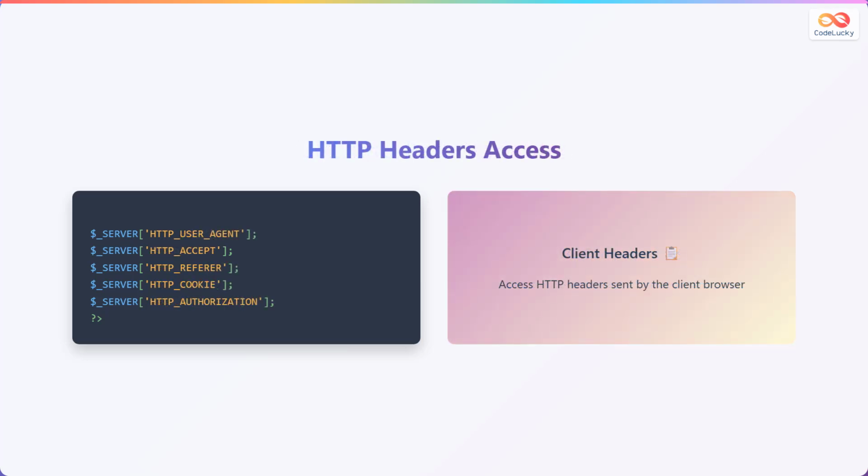Moving on, let's see how to access HTTP headers using the $_SERVER superglobal. HTTP_USER_AGENT reveals the user agent string of the client's browser. HTTP_ACCEPT gives the accepted content types. HTTP_REFERER provides the URL of the page that referred the current request. HTTP_COOKIE contains the cookies passed in the request.